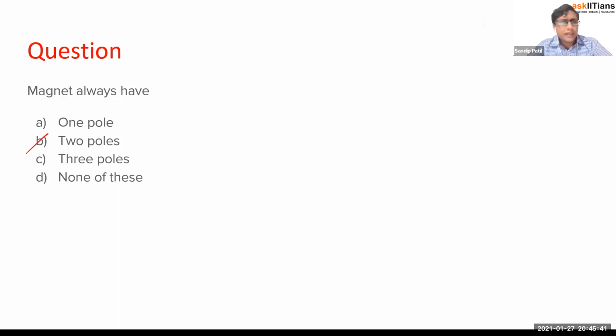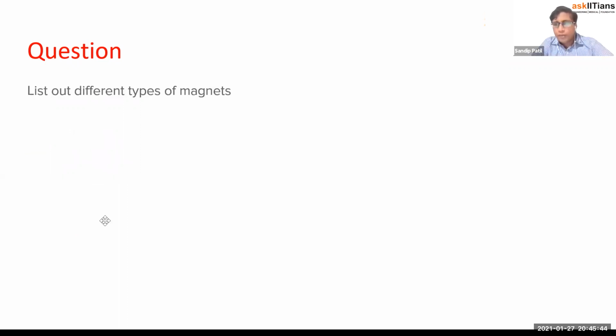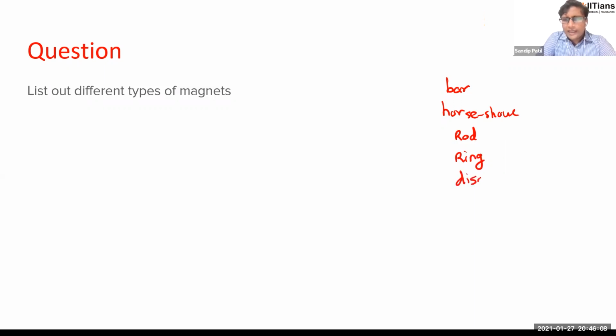Very simple. Right? Then list out the different types of magnets. We have seen these types, right? I say that this question is very important for us. So what are the different magnets? First is a bar magnet, then a horseshoe magnet. We have seen the shape of that horseshoe magnet, right? It's U type, we can say. Then there is a rod magnet, a ring, then a disc, and the last one is Harry Potter's wand magnet, we can say. So these are the different types of magnets. Simple, right?